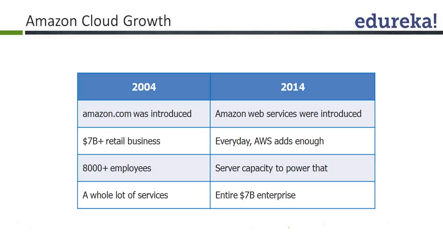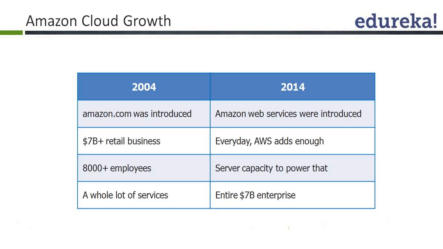Now, why do I go for this part? The reason is, in 2004, when Amazon.com was there, it was almost a $7 billion plus retail business with almost 8,000 plus employees. You can understand that to run that business, you need hundreds, thousands of servers. Just as an example, I'm putting a middle number, 500. I don't know the right number, because Amazon does not give that. But imagine a similar kind of infrastructure Amazon is adding every day to its data center.